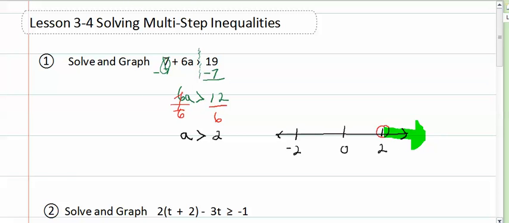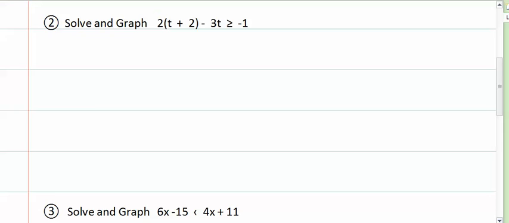Number 2, we're going to solve and graph. Okay, this one's multiple steps. First thing we need to do is our distributive property. So we're going to go 2 times t is 2t. 2 times 2, and they're both positive, is positive 4. Minus 3t, or a negative 3t, is greater than or equal to negative 1.